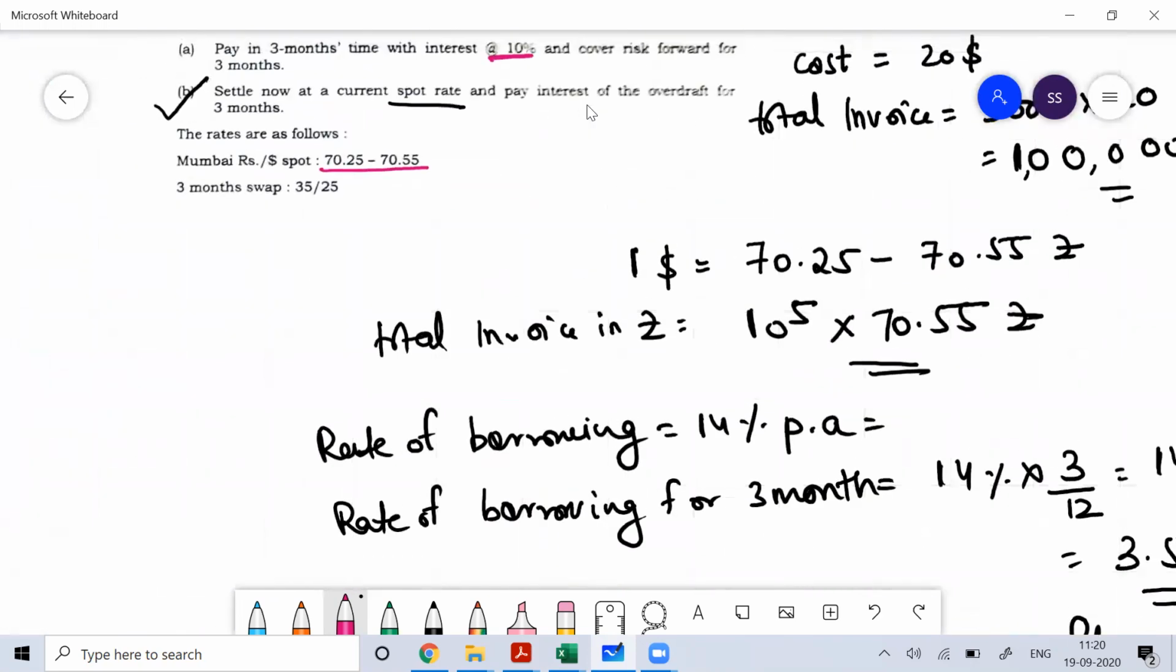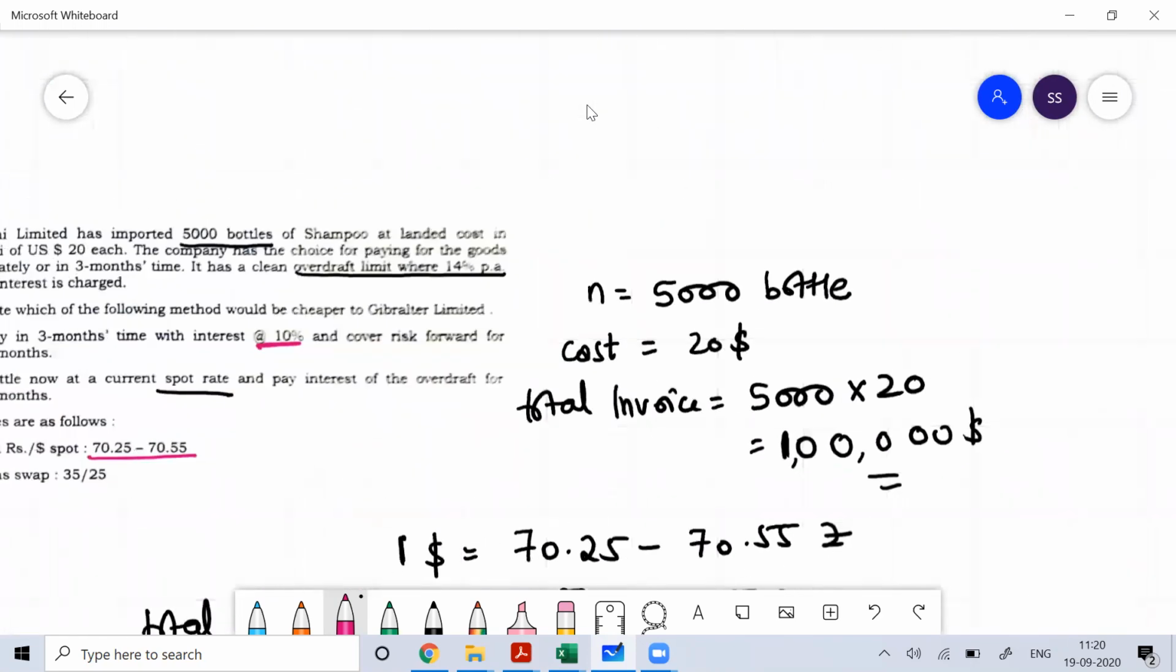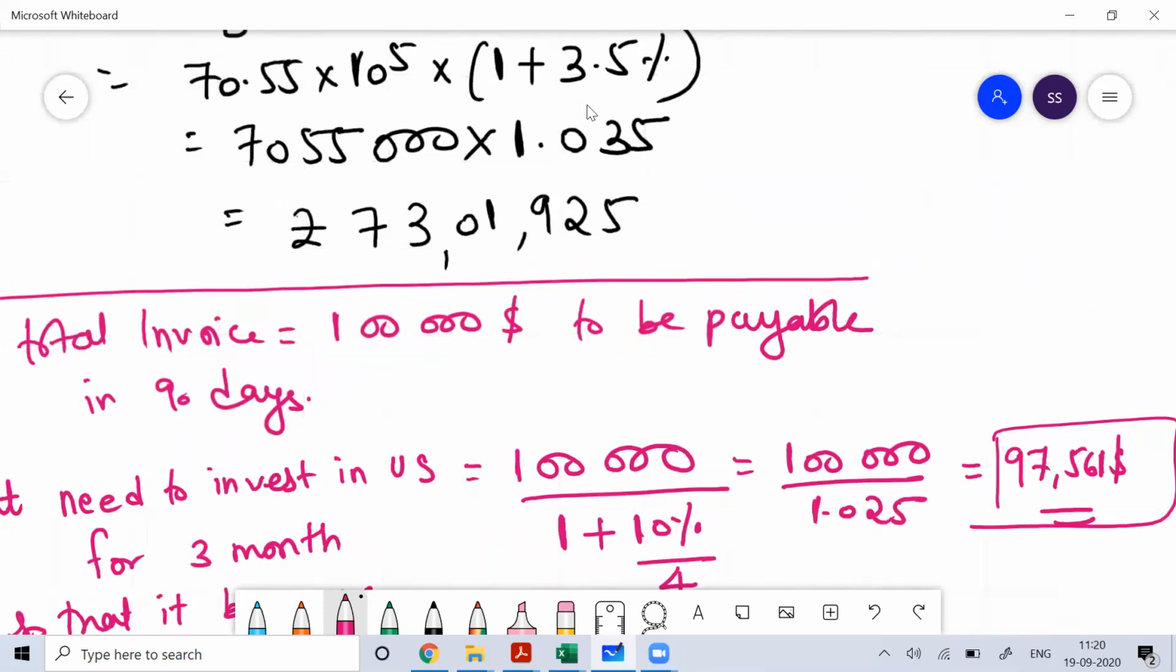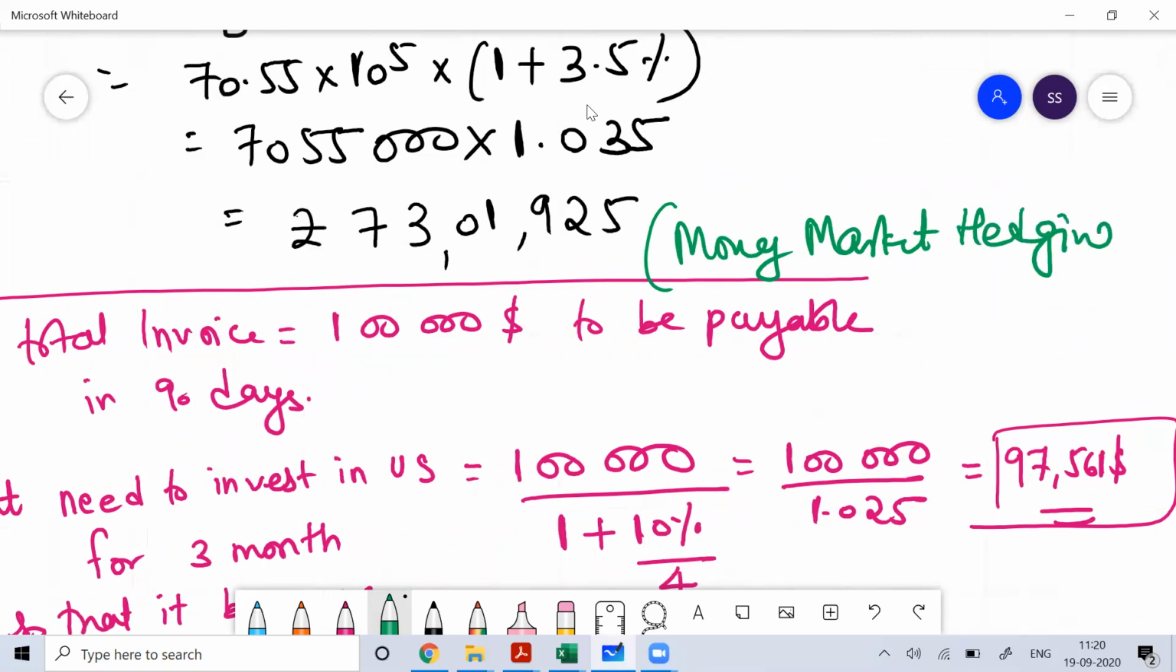This is the case of no hedging. While this is the case of money market hedging. We call this money market hedging.